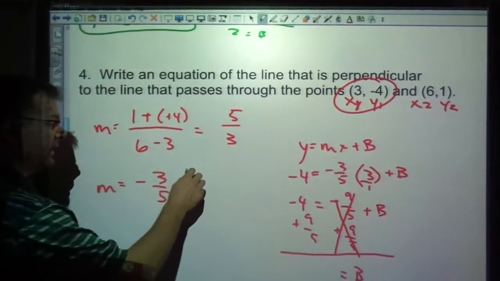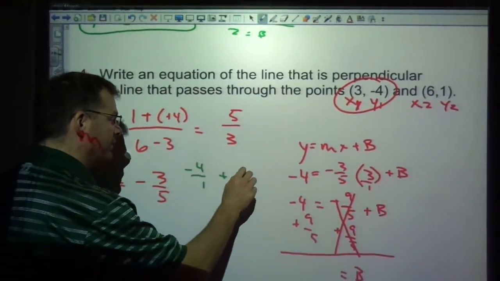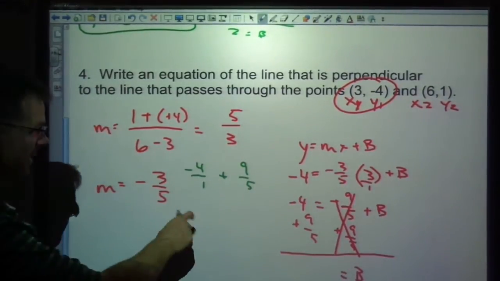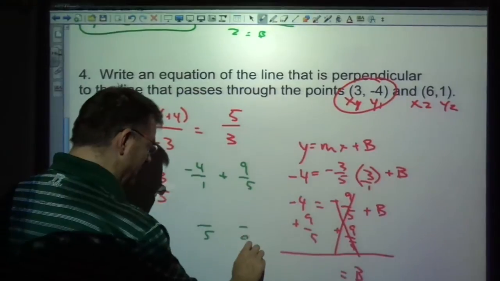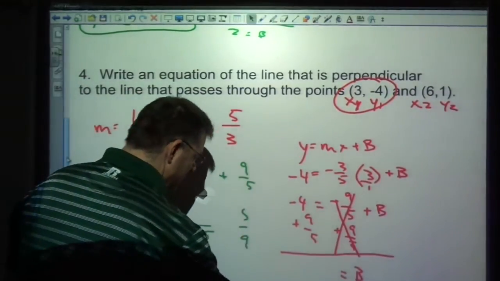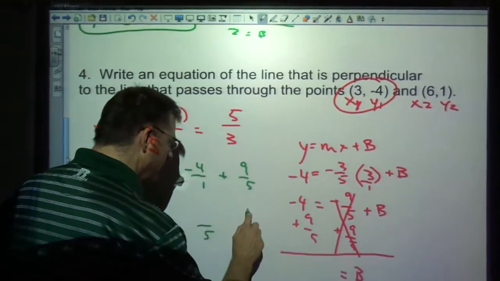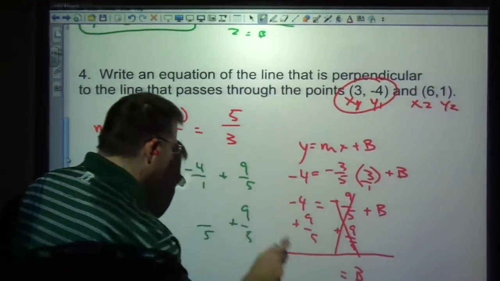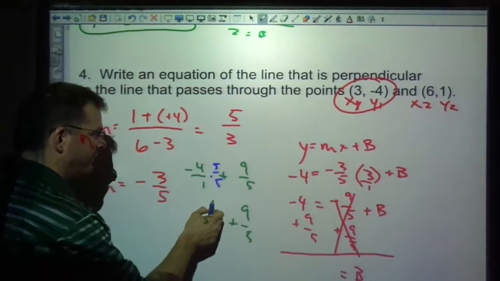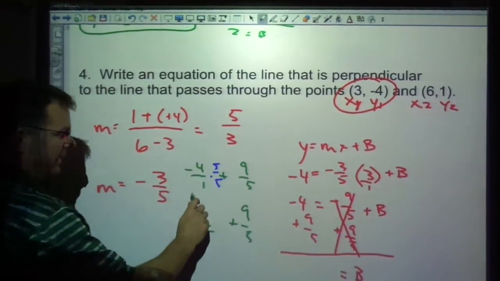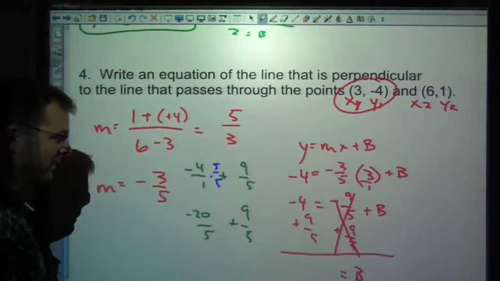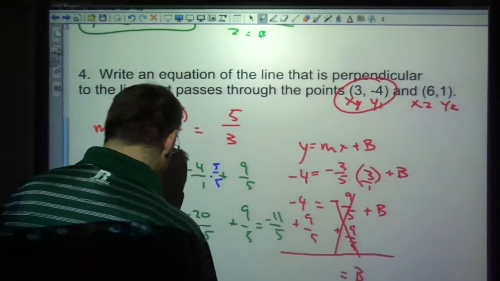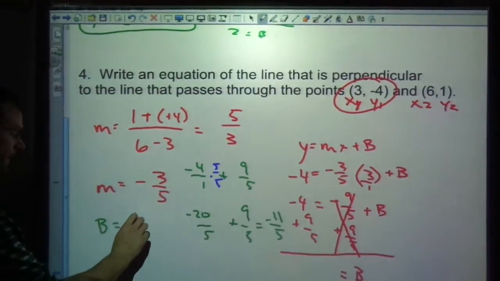We'll come over here on the side. -4 plus 9/5. Remember, I'll need a common denominator. Let's make them both fifths, because this one's already fifths. So we'll go times 5 times 5. That gives me fifths on the bottom and 20s in the top, which now when I subtract it gives me -11/5. So that is my b value.